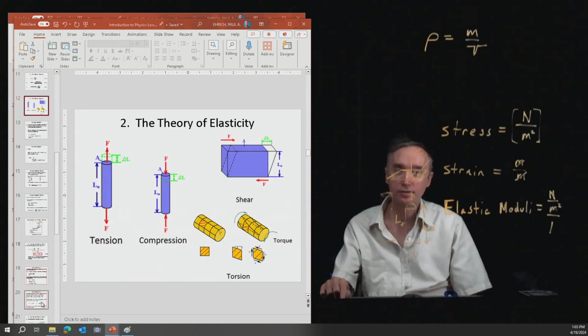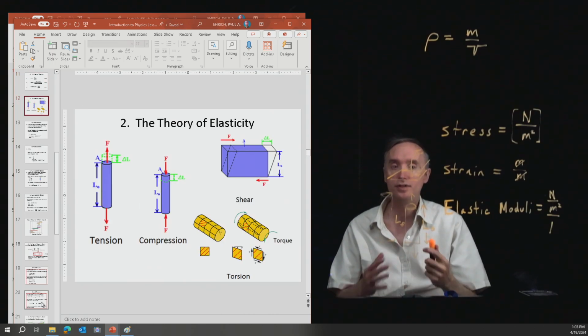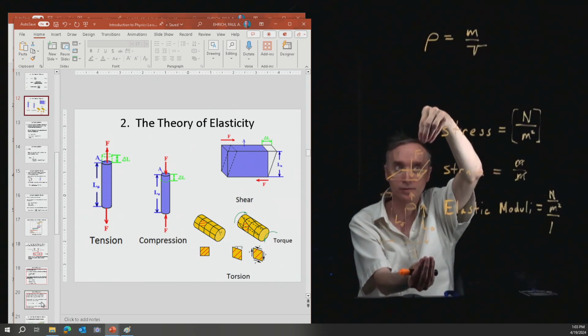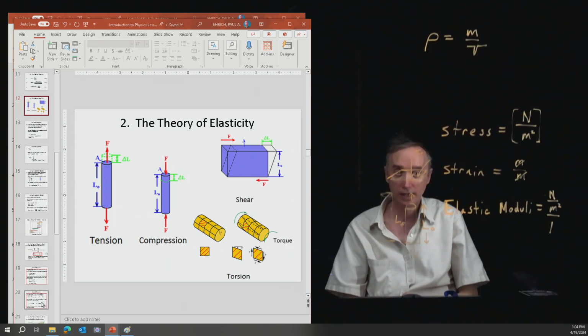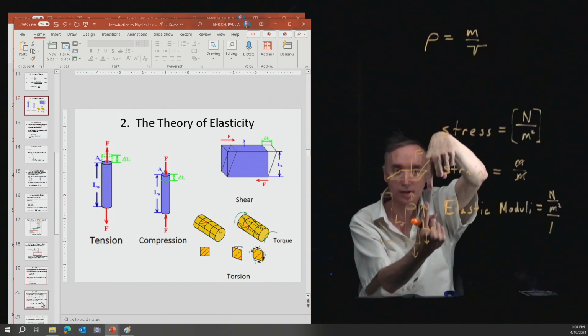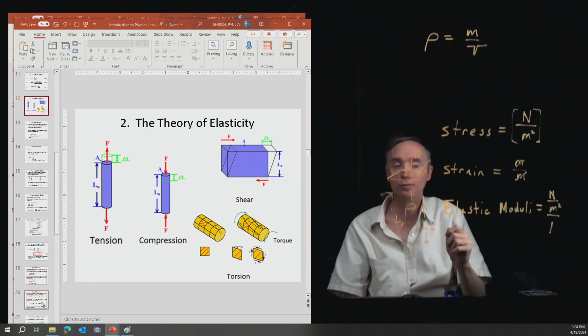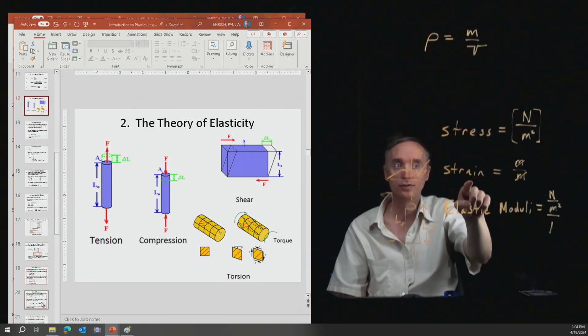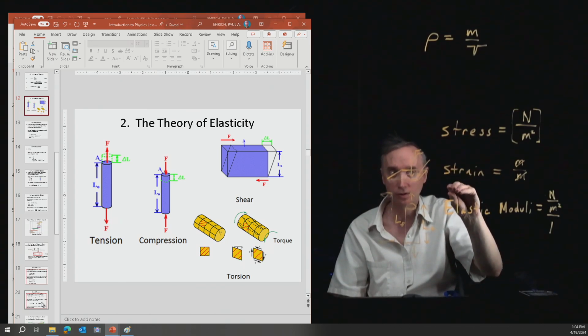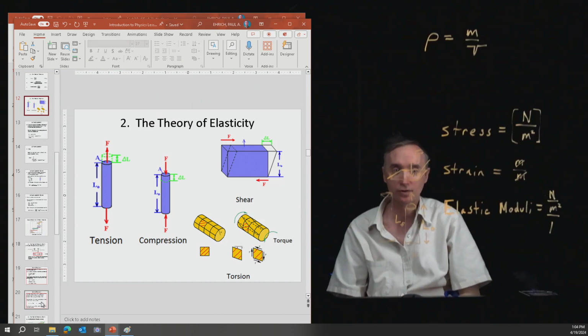Okay, on this next slide, I just wanted to show you the different kinds of stress. You've got tension when it's being pulled like this, and you can see in that picture there the L sub 0 and then the change in the length. You could have compression where you're pushing two things together, and this time it would produce a negative strain. So this time the change in length is going to be smaller, so it's going to be a negative strain.